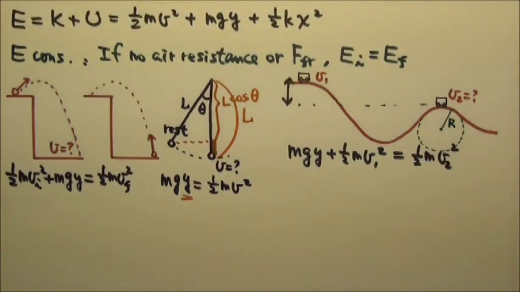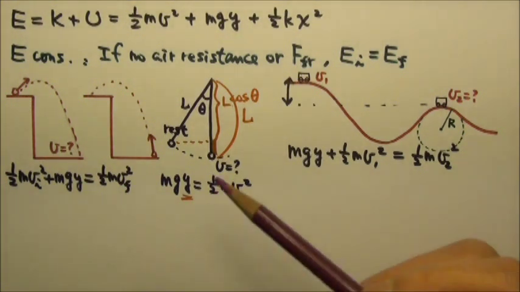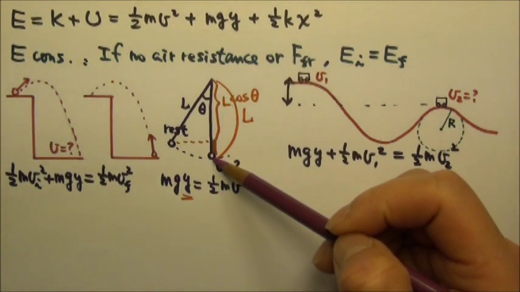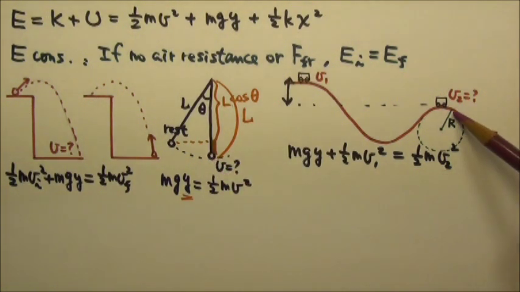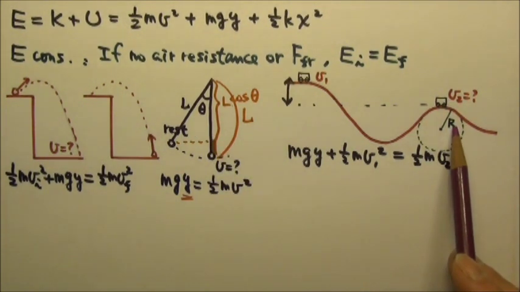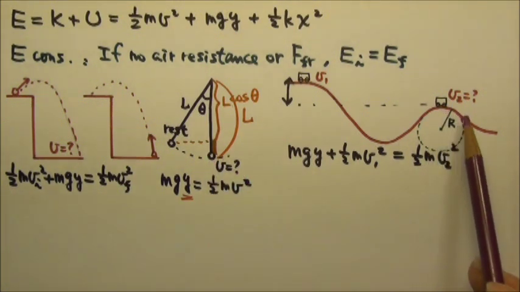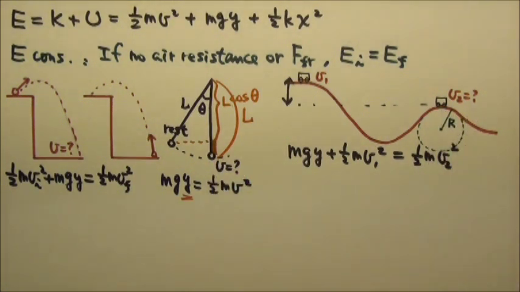You may also see problems involving forces and energy conservation. For example, you may be asked to find the tension in the string at the bottom of the swing, or you may be given the radius of curvature at the top over here and be asked to find the normal force on the roller coaster. In those cases, you can first use the conservation of energy to find the speed, and then draw the force diagram and then write the force equation.